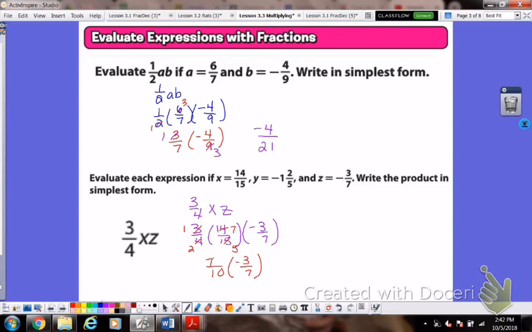Again, I like to reduce first. 7 and 7 both go down to 1. 1 times -3 gives us -3 over 10. That does not reduce any further, so final answer is -3/10.